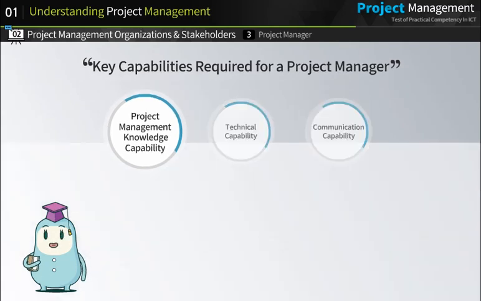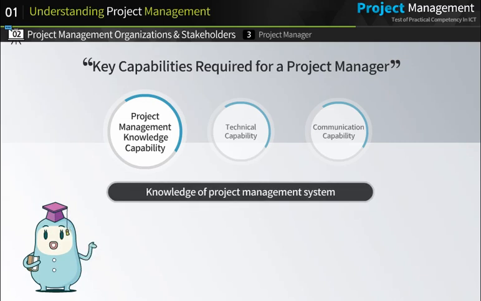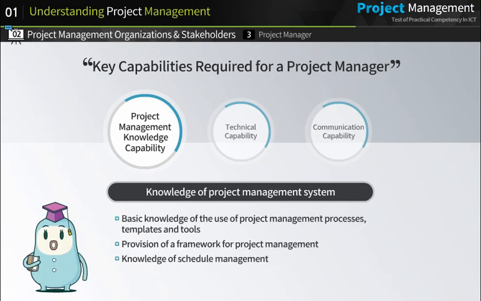First, project management knowledge capability. A project manager needs to be equipped with knowledge of the project management system. A project manager must have knowledge of the use of project management processes, templates, and tools, provide a framework for project management, and have knowledge of schedule management.